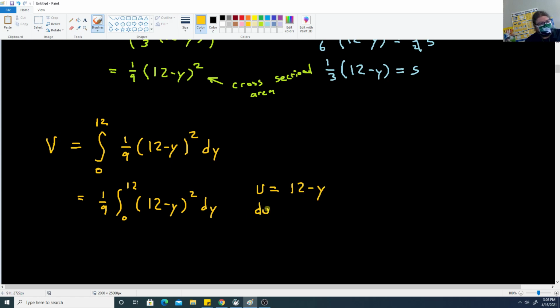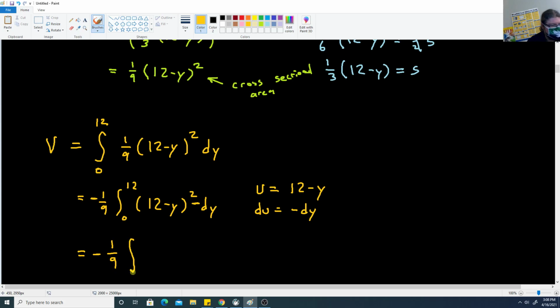Then the du part: the derivative of 12 is nothing, and the derivative of negative y is -1. So this will be just negative dy. But I have a positive dy here. So to get a negative dy, if I put a negative in there, I would put a negative out front to keep stuff balanced. And now I can go to my new integral in terms of u.